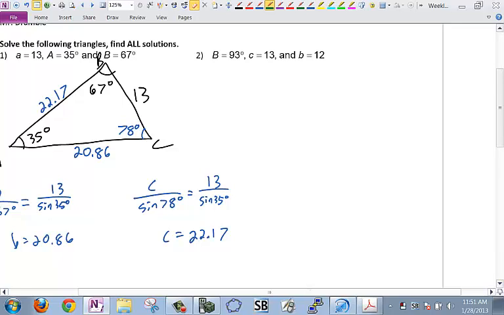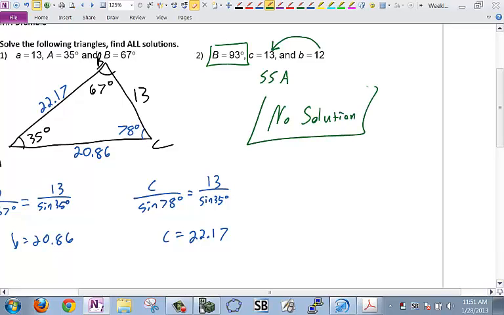Stop! Number 2. What we have here is a classic side-side-angle. And because the angle given is obtuse, and the opposite side is smaller than the adjacent side, no solution. I totally forgot that one. Okay? So that one was side-side-angle, obtuse. Very easy check. The opposite side has to be larger.